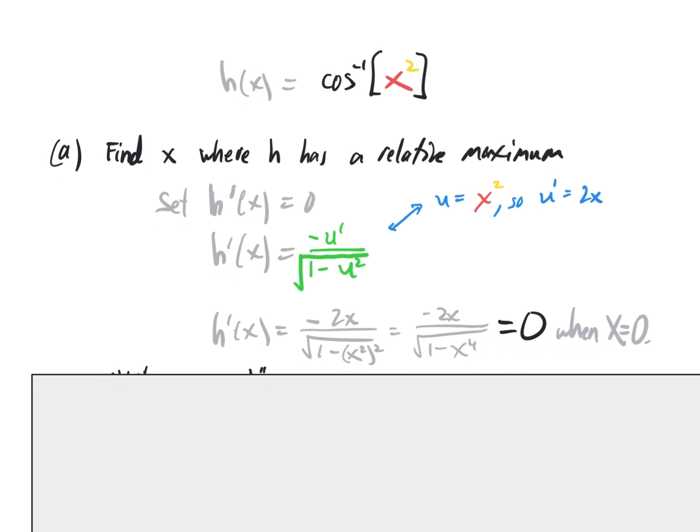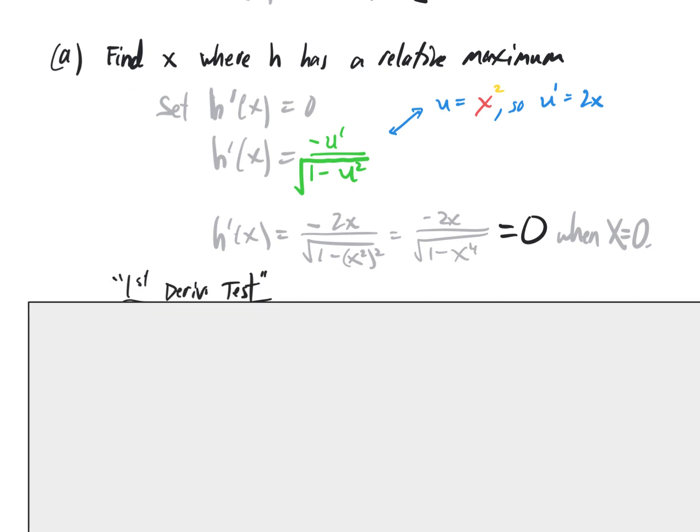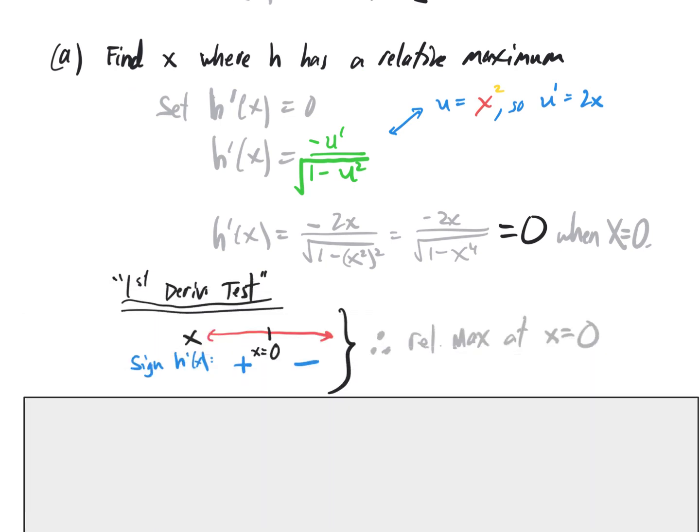So is there a relative maximum here? Let's use the first derivative test. Our number line represents values of x. Our critical number was x equals 0. And we say that the sign of h prime is positive on the left, and then it becomes negative. Or if you read the answer key, it doesn't have a picture. It just says h prime changes from positive to negative about x equals 0. By the first derivative test, there's a relative maximum at x equals 0.